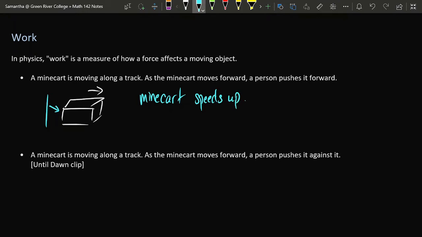In the case that the minecart speeds up as a result of this extra external force, this would be a situation where work is positive. Work is a positive number if the force speeds up the moving object, and the size of the work, the size of this number, is what tells you how much the minecart speeds up.